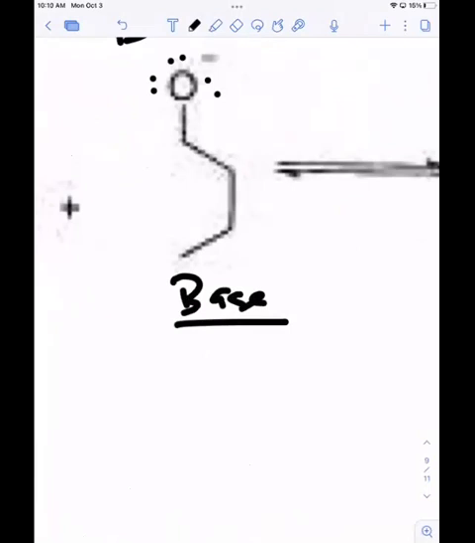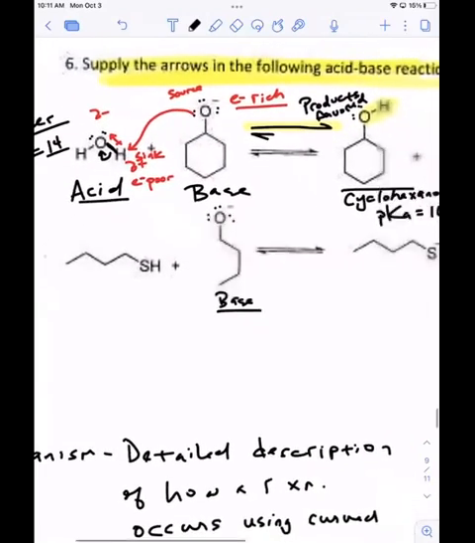A rudimentary way to identify the base is to locate the atom that has either a negative charge, or the atom that has electrons to donate. The difference between a base and a nucleophile, which we're going to talk about in the next section, is so nuanced that there's really not one clear-cut definition about how to identify a base or a nucleophile. But in the case of acid-base chemistry, the base usually is either going to have lone pairs or it's not going to have any protons on the atom with the lone pair.